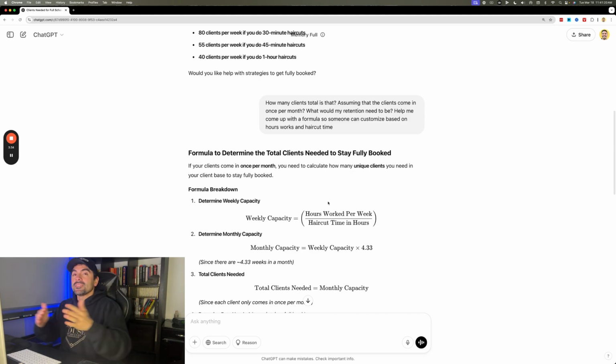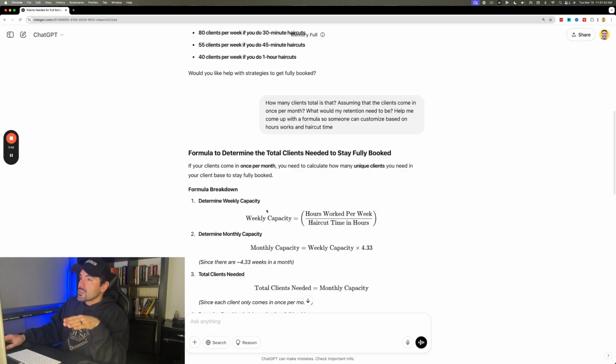If the clients are spacing out their haircuts more than once a month or every 4 weeks or so, like they're coming in every 6 or 7 weeks, then you need more clients. Hopefully that makes sense. So if clients come in less frequently, you need more clients to stay busy. If clients are coming in more frequently, you don't need as many clients. So hopefully that makes sense.